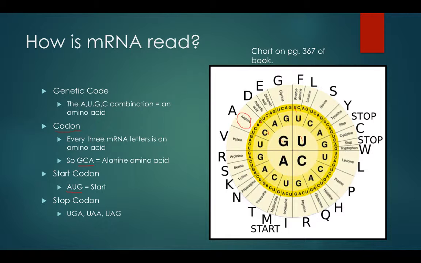Now, once you have your start, you also have to have a stop. Otherwise, it's never going to stop making amino acids, and that's going to become a very, very big protein. So there are 3 different stop codons, and you can see them over here on the right. They're UGA, UAA, and UAG. So if the ribosome comes to any of these letters, it's like, all right, guys, time to stop. And that's how this whole process works.